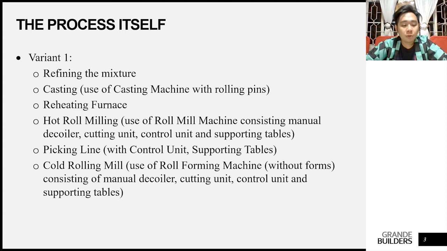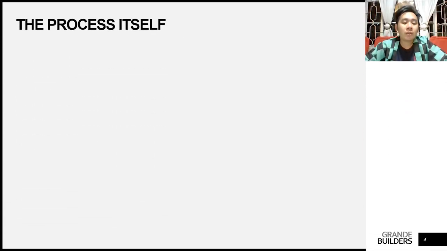Another one is the cold rolling mill. It's one used for a roll forming machine without forms, consisting of manual decoiler, cutting unit, control unit, and the supporting tables. And finally, after this will create our finished product. Next. Okay, and the next one is the variant 2, the opaque one.